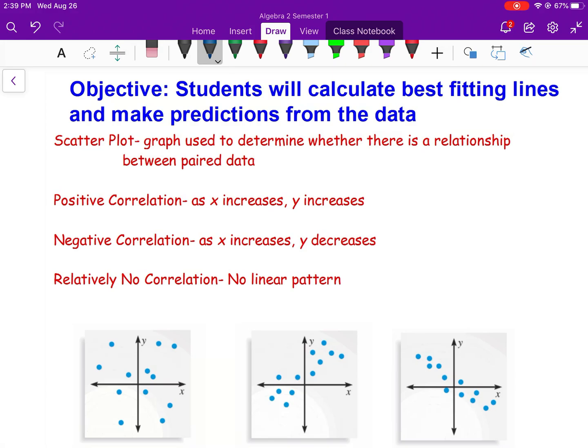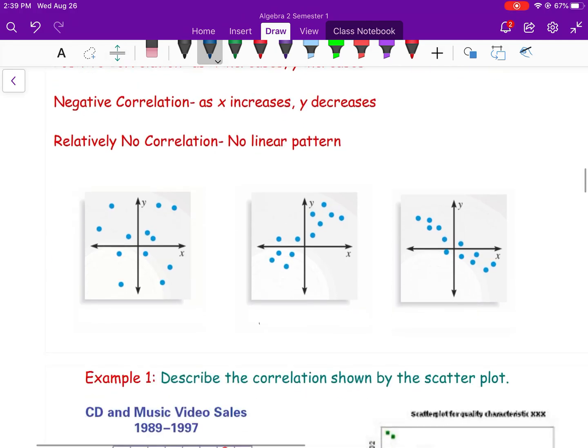Then there are going to be some situations where there's relatively no correlation. There's no linear pattern at all. So if we look at the three scatter plots there, the first one on the left has no really linear pattern by any means. So this is a case where there is no correlation.